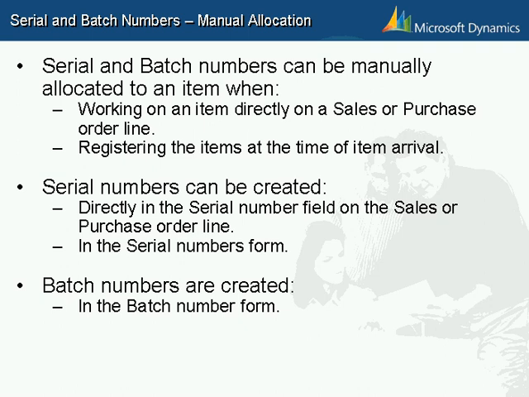Manual allocation. Serial and batch numbers can be manually allocated to an item when working on an item directly on a sales or purchase order line, registering the items at the time of item arrival. Serial numbers can be created directly in the serial number field on the sales or purchase order line in the serial numbers form, and batch numbers are created in the batch number form.